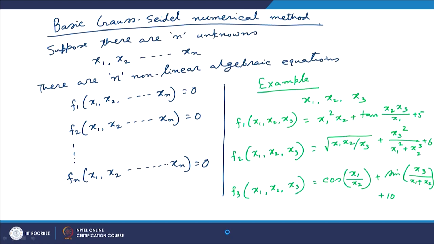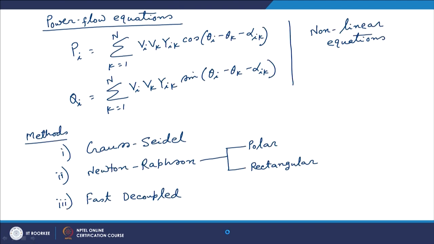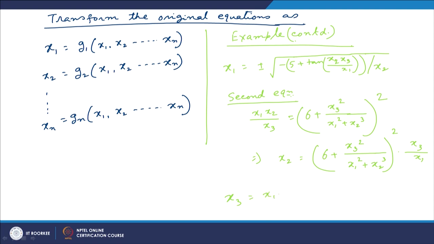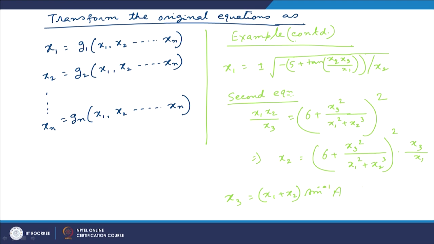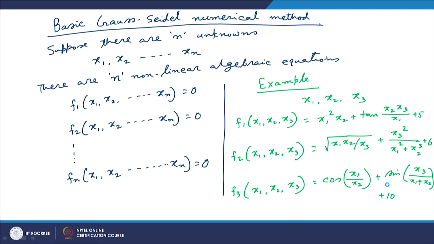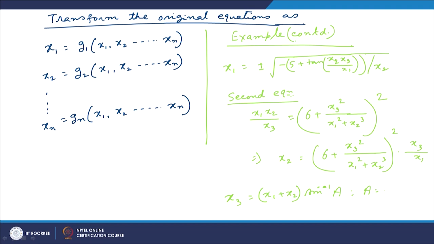Similarly, from the third equation, x3 can be represented. For example, from the third equation, x3 would be x1 plus x2 into sine inverse A, where A is minus 10 plus cosine. So, you see here, from the original equations, by using some simple algebra, we can simply represent x1, x2 and x3 as some other function of x1, x2, x3. So, we need not really worry.